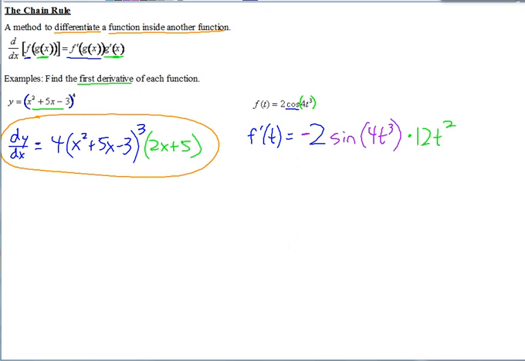And then we just simplify it. You can bring this 12t squared out in front, along with a negative 2, to make it negative 24t squared times sine.